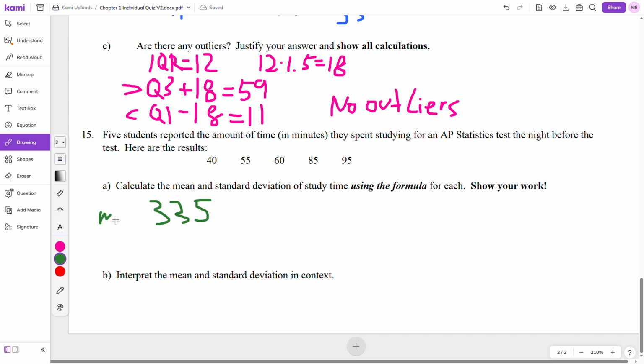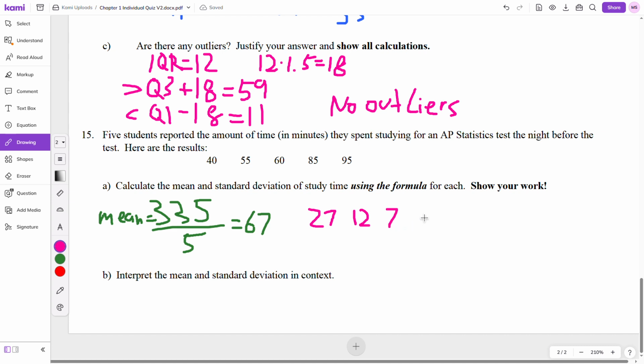But that is the mean. And hopefully you remember the steps for the standard deviation. Basically, once you have the mean, you can subtract that from each one. Whoops, I forgot to divide by 5. Okay, so that's 67. So we're going to subtract 40 from 67, and we get 27. We're going to subtract 55 from 67, and we get 12. We're going to subtract 60 from 67, and we get 7.